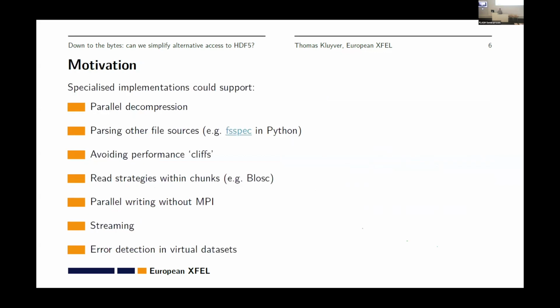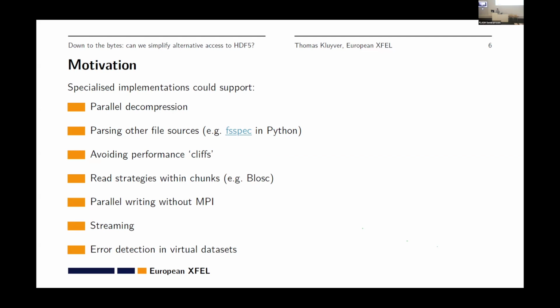So why would we want to do specialized implementations? One motivation that we've heard about several times, and I'm going to talk about a bit more in a minute, is parallelizing decompression. Particularly at our facilities, where we have HPC clusters with machines with 40 cores or 64 cores or whatever, using just one core to do all of the decompression work for chunks is very unnecessarily slow. It's very easy to speed things up by parallelizing that.